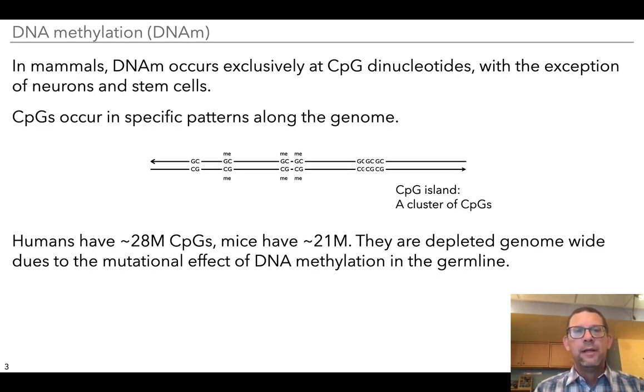In mammals, DNA methylation occurs exclusively at CpG dinucleotides, with the exception of neurons and stem cells that have some amount of non-CpG methylation. CpGs occur in specific patterns along the genome. We sometimes find them clustered together in regions of high degree of CpG occurrences, called CpG islands. Humans have about 28 million CpGs, and they're depleted genome-wide because DNA methylation in the germline increases the mutation rate of CpGs.